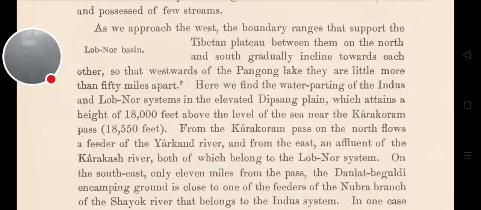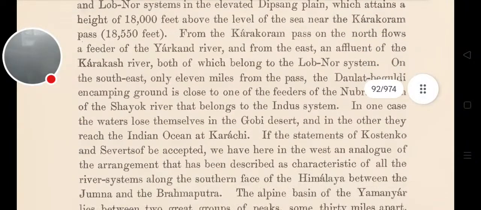south gradually incline towards each other so that westwards of the Pangong Lake they are little more than 50 miles apart. Here we find the water parting of the Indus and Lobnar systems in the elevated Dipsang plain, which attains a height of 18,000 feet above the level of the sea near the Karakoram Pass, which is at a height of 18,550 feet. From the Karakoram Pass on the north flows a feeder of the Yarkand River, and from the east an affluent of the Karakash River, both of which belong to the Lobnar system.